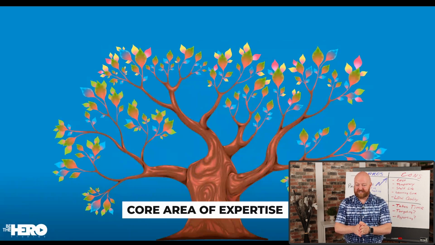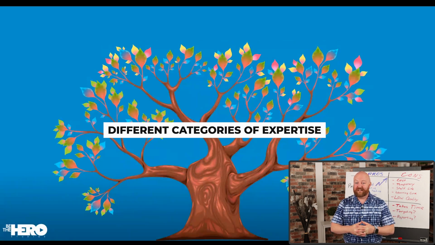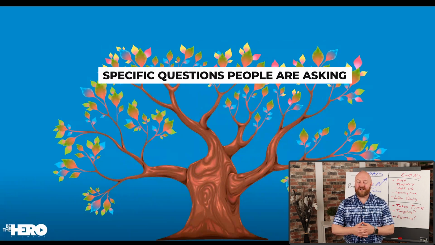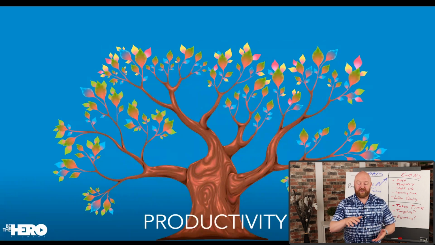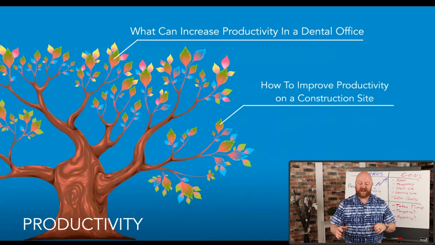The trunk represents your core area of expertise. The branches represent all the different categories you have expertise in. And the leaves, those are the most important, okay? The leaves represent the specific questions that your target audience is asking. So if your expertise was in productivity, that's the trunk of your tree, then an example of a leaf is what can increase productivity in a dental office. Or another one, how to improve productivity on a construction site.